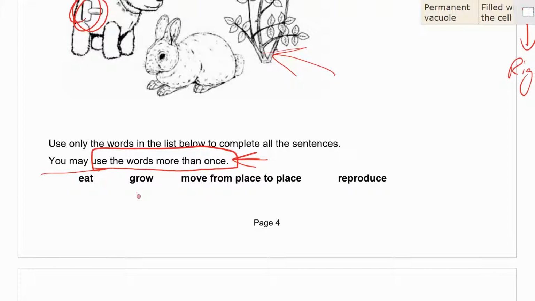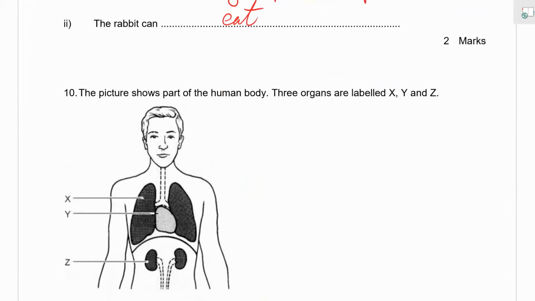The rabbit can grow and the rabbit can reproduce, and so can the plant, but only the rabbit can eat and move from place to place. The plant makes its own food, so it doesn't eat, and the plant can't move from place to place.